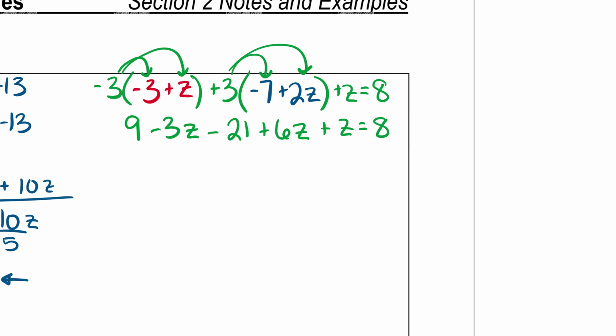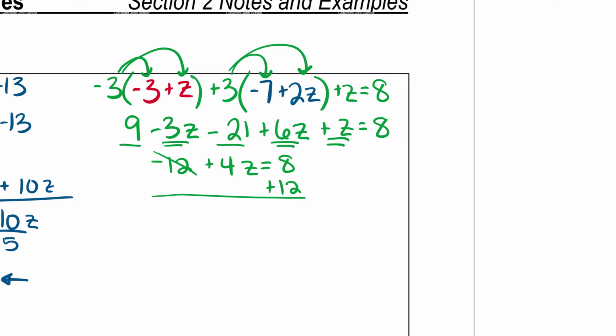Now we can combine like terms. We have 9 minus 21 is negative 12, and then minus 3z plus 6z plus 1z. That'd be 3 plus 1 is 4z equals 8. Okay, now we're trying to get z, so we have to move the 12. Right, now it's just a two-step equation. 8 plus 12 is 20, and then divide by 4 to get z, and z equals 5.